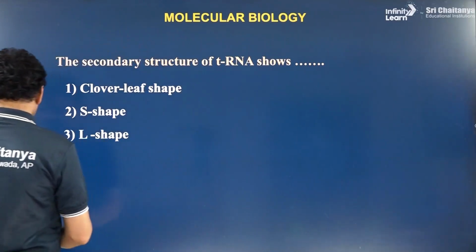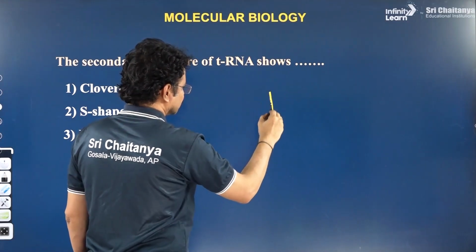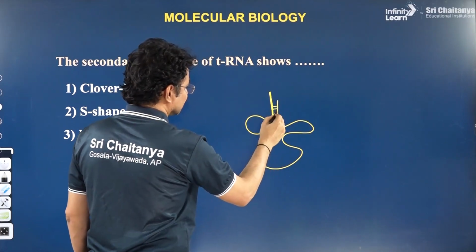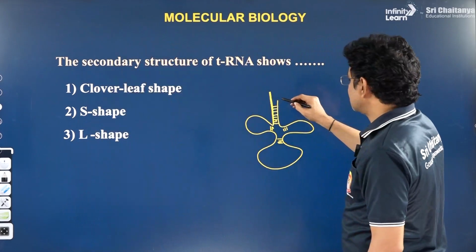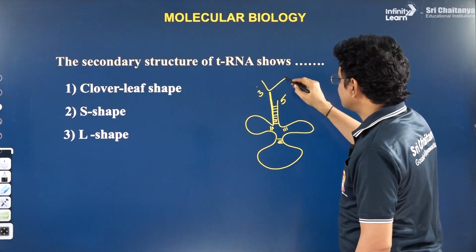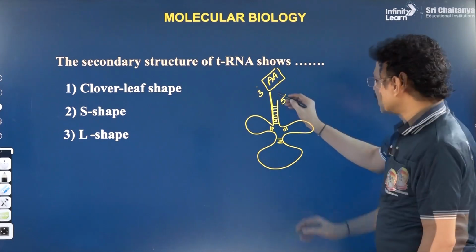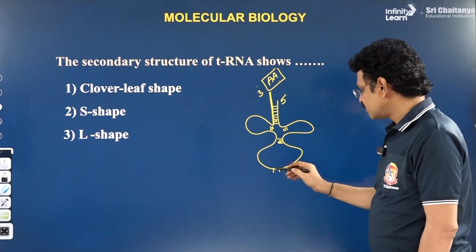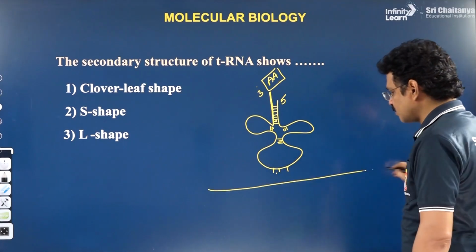Next, structurally tRNA can exhibit different shapes. Usually it is a single-stranded molecule, but in some areas double-stranded nature is exhibited. The polarity of this tRNA: the shorter end is the 5 prime, the longer end is the 3 prime, and the 3 prime end is the amino acid binding site. Exactly opposite to this 3 prime end, one anticodon loop is there. With the help of this anticodon loop, it can recognize the codons present on the mRNA molecule.